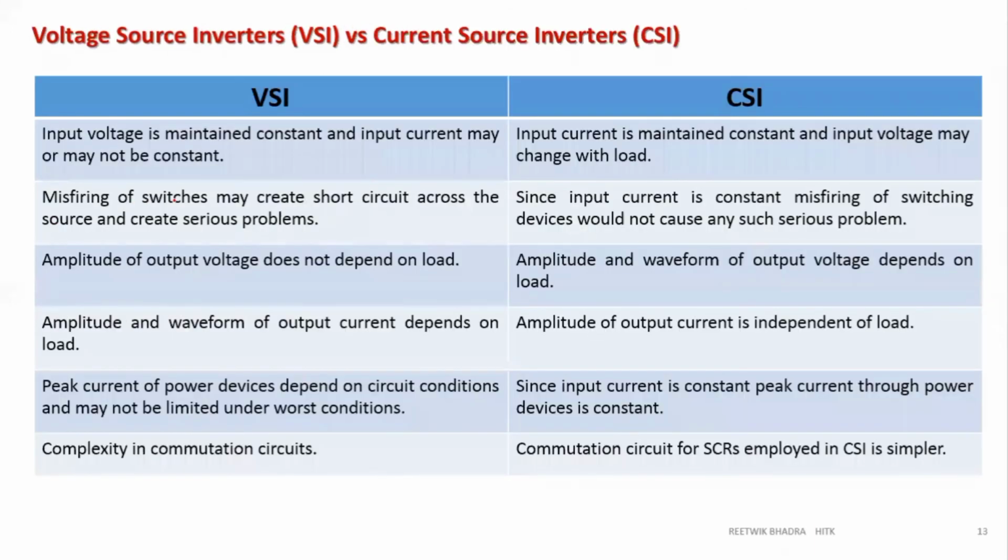Now going into the comparison over here, the first point I think you have understood. Next point is that in VSI, what is happening? There was a problem of misfiring of the switches. There's a problem of cross conduction fault. If I don't give a dead time, then there can be a short circuit current flowing through this.